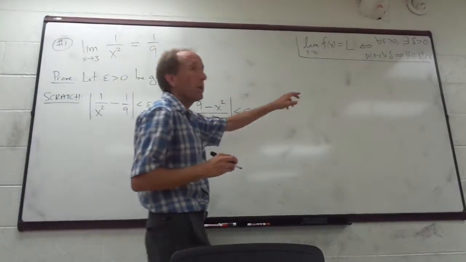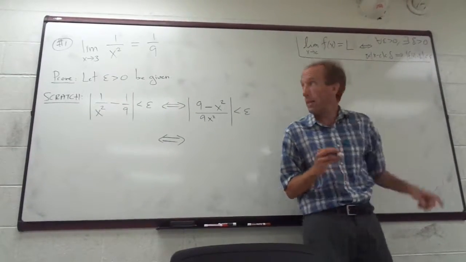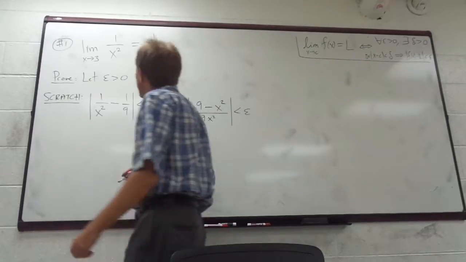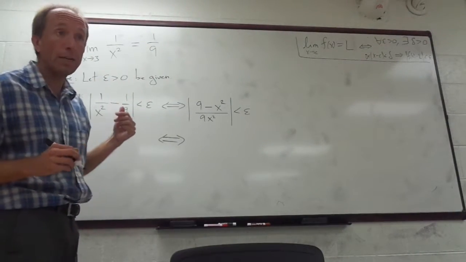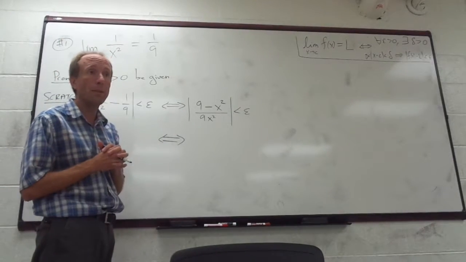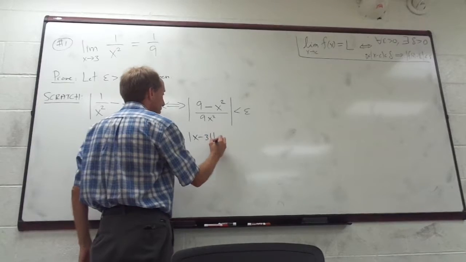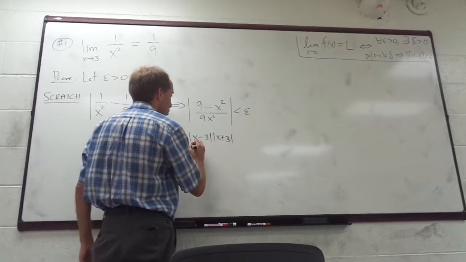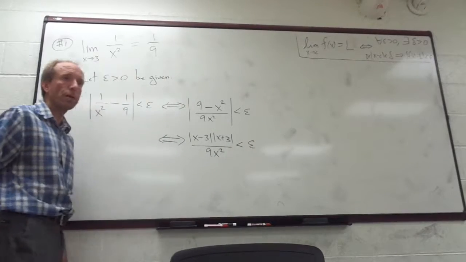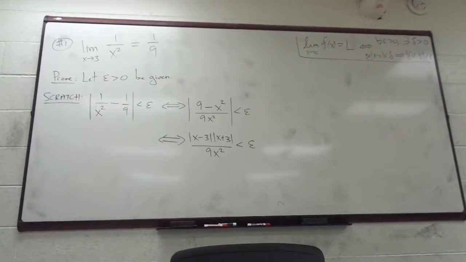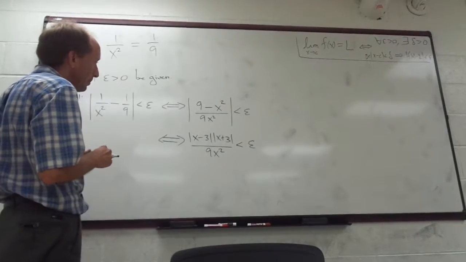Keep in mind, you want to try and extract the x minus c. What is the c here? C is 3, so we'd like to get x minus 3. Can we get that from this somehow? Yeah, if we factor the top, I can get x minus 3 times x plus 3, over 9x squared. I don't even need absolute value bars around the 9x squared, because that's always going to be positive anyway. So I get something like that.